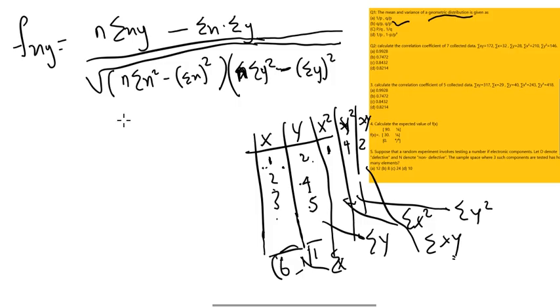Now for this question, they told us to calculate the correlation coefficient of 7 collected data. So they're telling us that n is 7. That's what it means. So we'll just write it here: n is equal to 7.